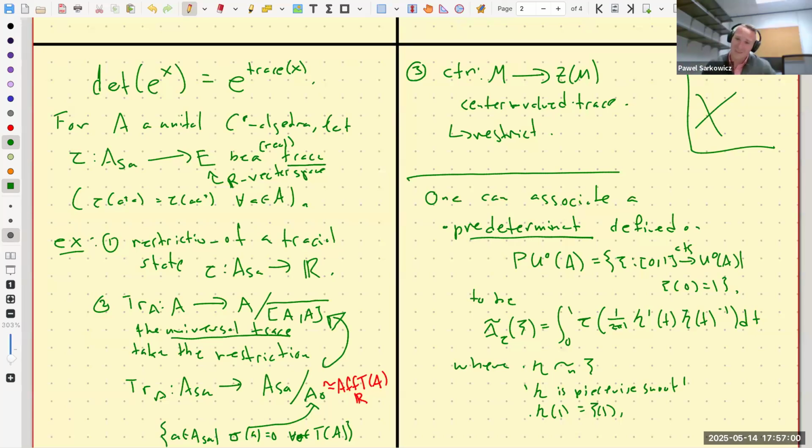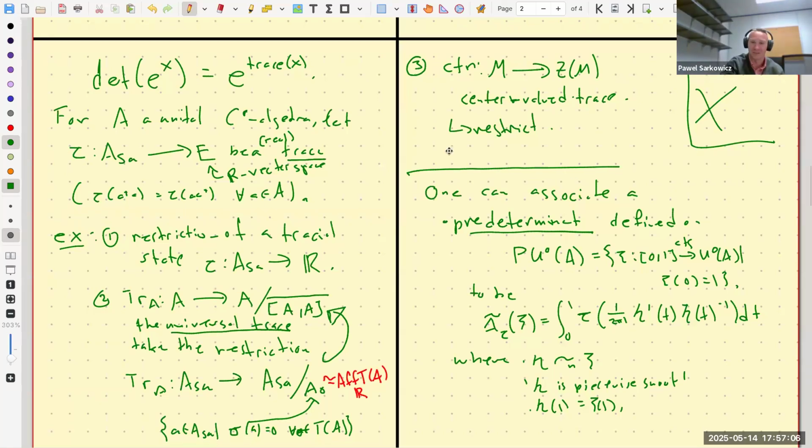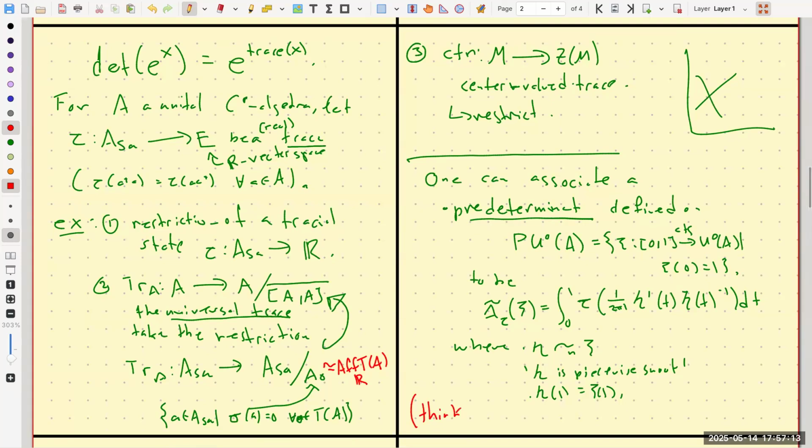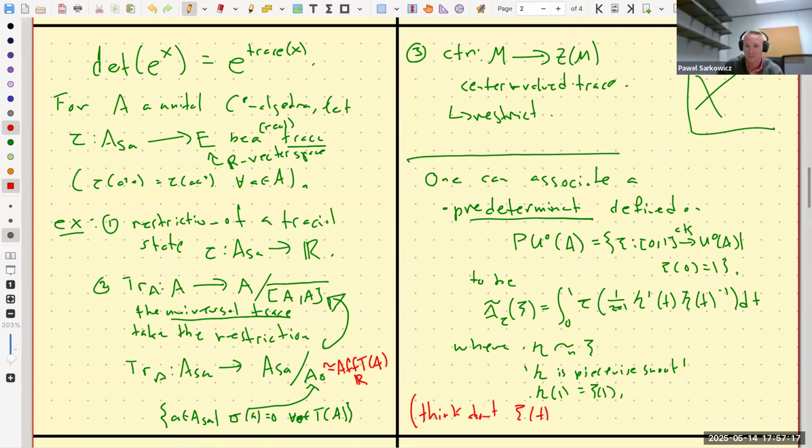And you know, it could take a while to explain where this comes from, but if you think about M_n, for example, I won't go into it, but this is well defined. So let's think about the path xi of t equals e to the 2 pi i t a in M_n, if you like, and throw that in there. And you just recover the trace of A.